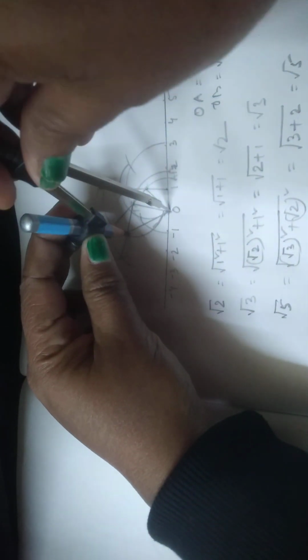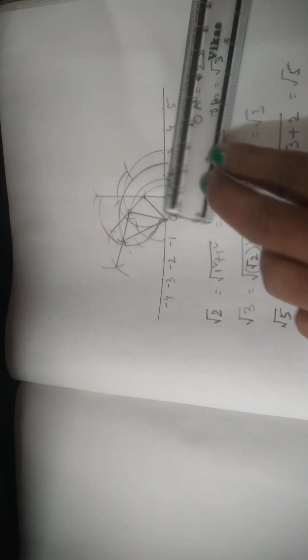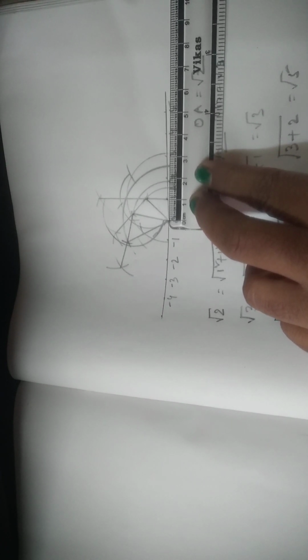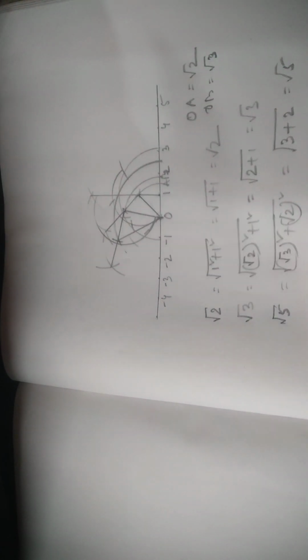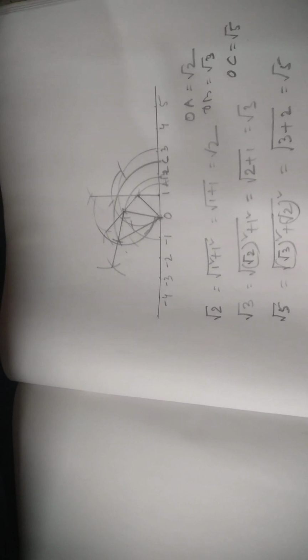Take the measure of this portion and cut this measure on the number line. This is the value of root 5, up to that. Approximately 2.4. Suppose this point is C. Now OC is the value of root 5.